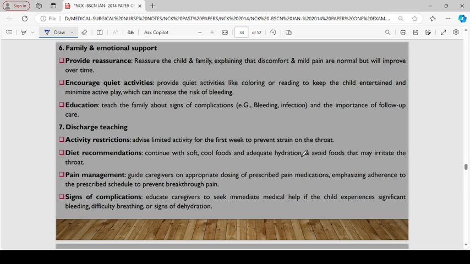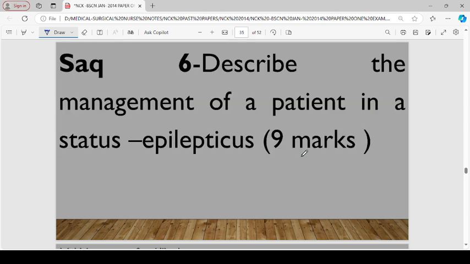You also need to provide the discharge teaching. You advise limited activity for the first week to prevent strain on the throat. Then you advise continuation with soft, cool foods and adequate hydration, and avoid foods that might irritate the throat. Guide the caregivers on appropriate dosing of prescribed pain medications, emphasizing adherence to the prescribed schedule to prevent breakthrough pain, and educate caregivers to seek immediate medical care if the child experiences significant bleeding, difficult breathing, or signs of dehydration.